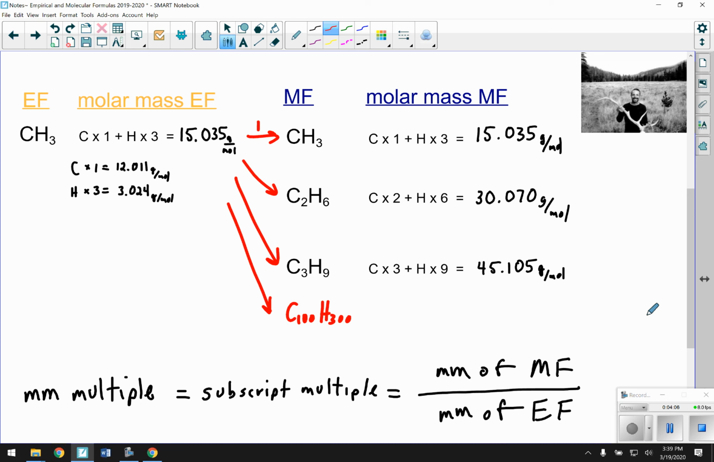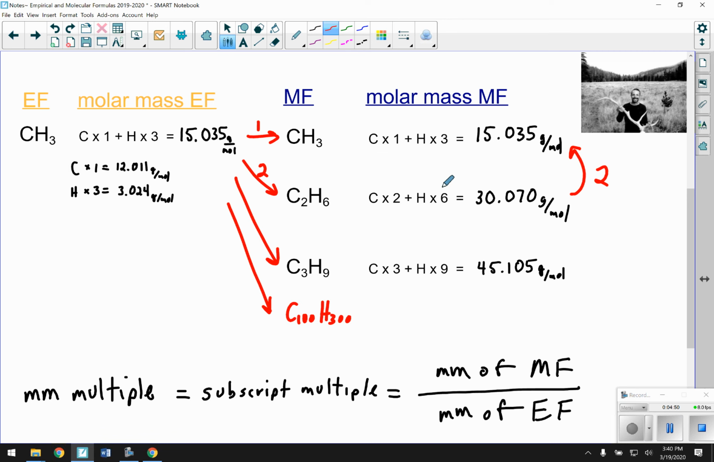In C2H6, which is where you would take both of these subscripts and multiply them by 2, well, what would that molar mass be? Well, 2 times carbon and 6 times hydrogen, and when you add those together, you get 30.070, and if you divide 30.070 by the molar mass of the empirical formula, you get 2. And you notice that the formula is twice as big, so it also has a molar mass that's twice as big, because instead of 1 carbon and 3 hydrogens, you have 2 carbons and 6 hydrogens.